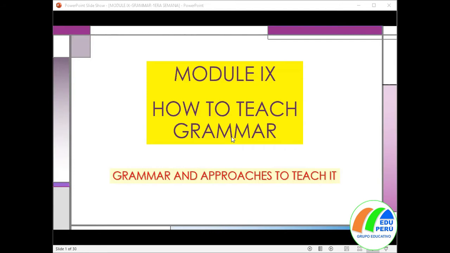So let's start with this aspect of grammar. I want you to tell me, what is grammar for you and why should we teach grammar? I'm going to give you a link in order to enter Padlet. I'm going to put it in the chat. Everybody, can you see it?